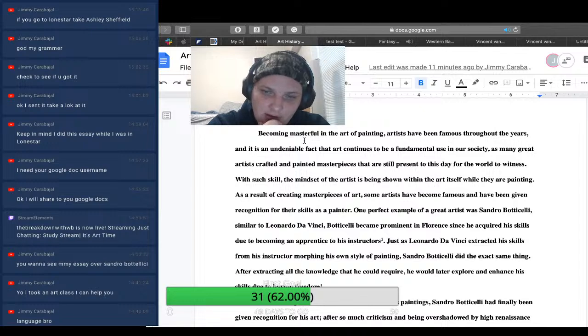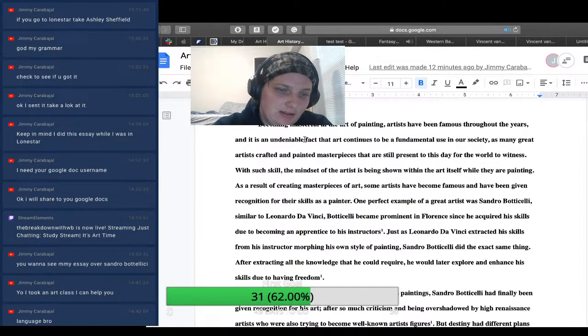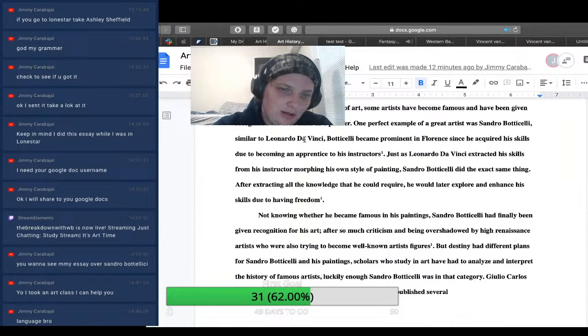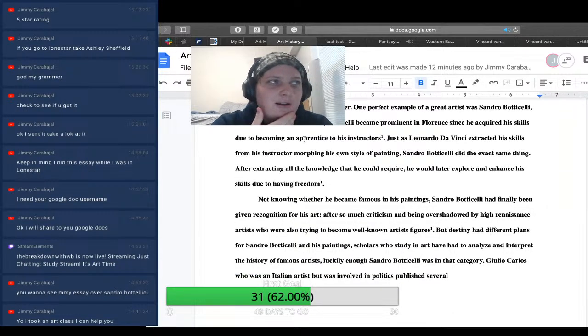One person artist is Sandro Botticelli. Similar to Leonardo da Vinci, Botticelli became prominent in Florence since he acquired his skills due to becoming an apprentice to his instructors. Just as Leonardo da Vinci extracted his skills from his instructor, morphing his own style of painting, Botticelli did the same thing. After extracting from all the knowledge that he could acquire, he would later explore and enhance his skills due to having freedom. Freedom of not being an interpreter.